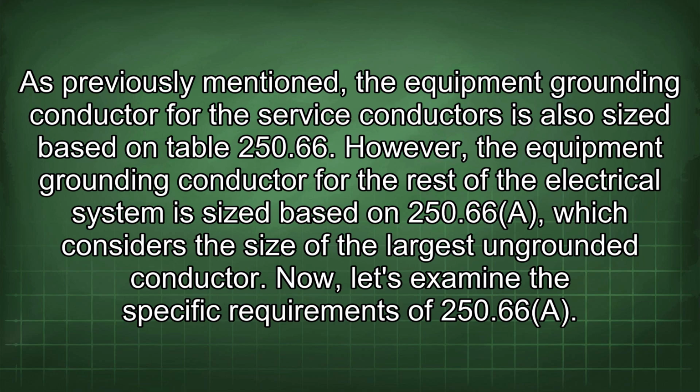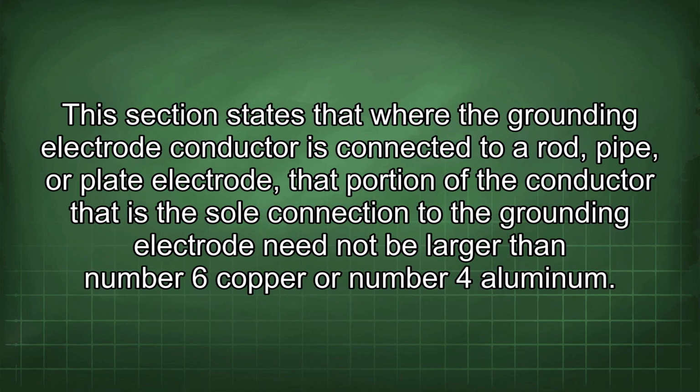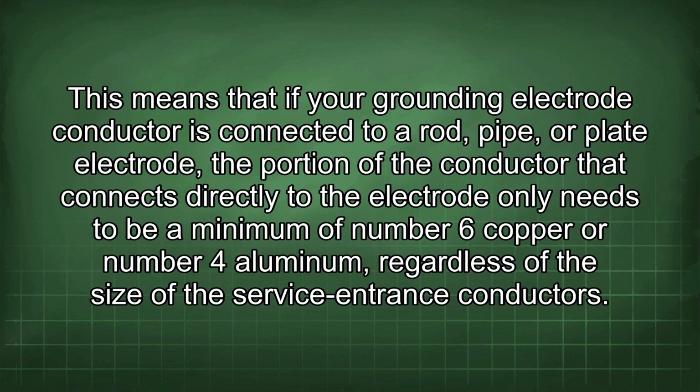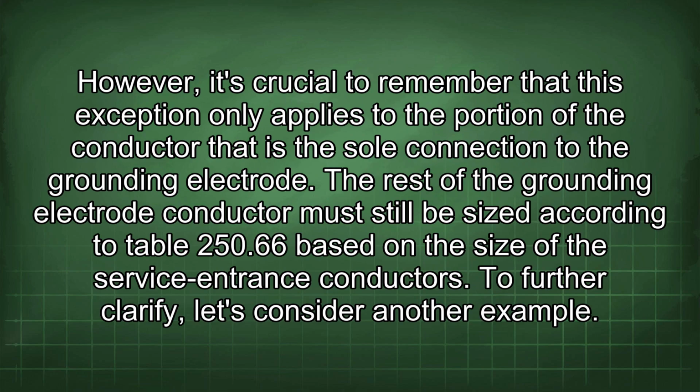Now, let's examine the specific requirements of 250.66(A). This section states that where the grounding electrode conductor is connected to a rod, pipe, or plate electrode, that portion of the conductor that is the sole connection to the grounding electrode need not be larger than number 6 copper or number 4 aluminum. This means that if your grounding electrode conductor is connected to a rod, pipe, or plate electrode, the portion of the conductor that connects directly to the electrode only needs to be a minimum of number 6 copper or number 4 aluminum, regardless of the size of the service entrance conductors. However, it's crucial to remember that this exception only applies to the portion of the conductor that is the sole connection to the grounding electrode.